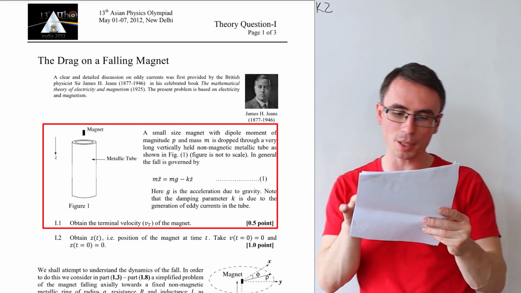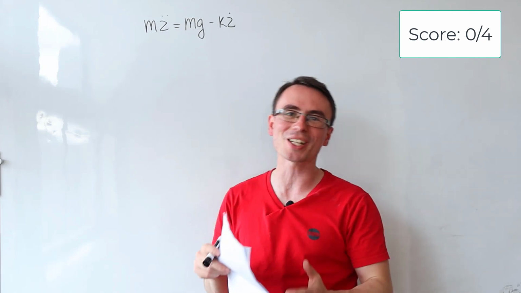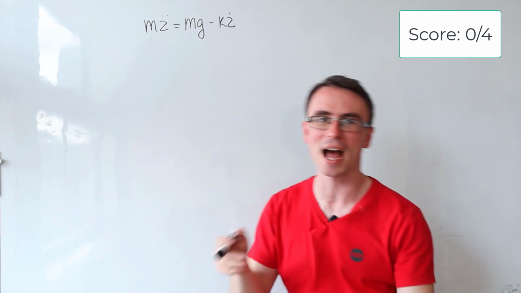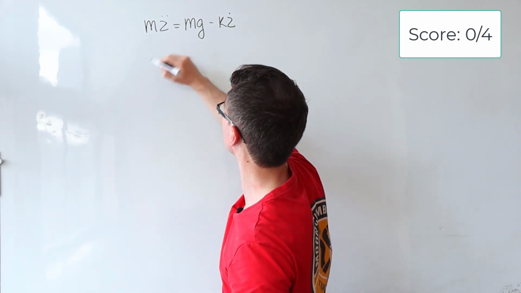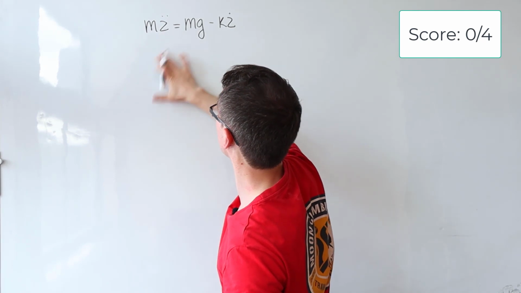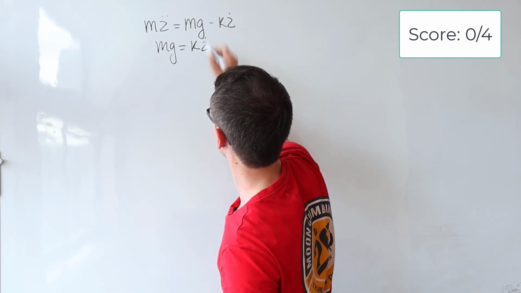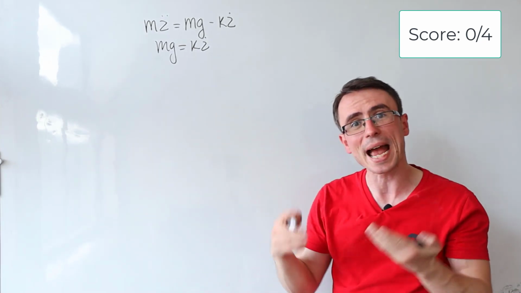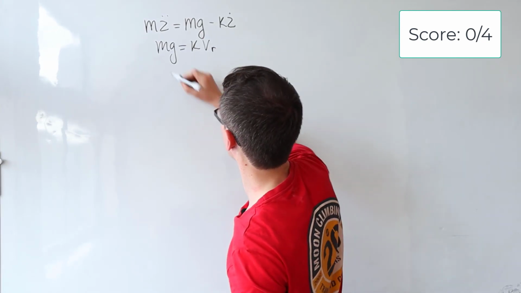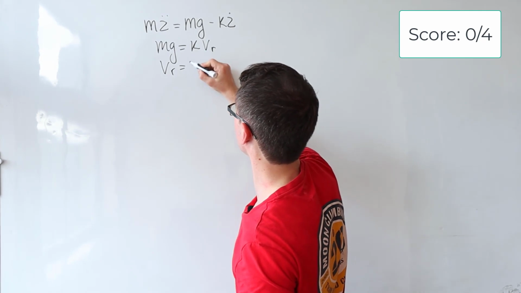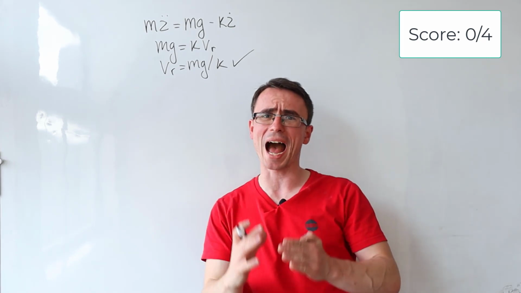The very first problem is asking us to obtain the terminal velocity v_r of the magnet. Nice, this question starts nice and easy for half a point. To find the terminal velocity, all we need to do is set the acceleration equal to 0. So if this is 0, we can write straight away that mg will be equal to k z dot, but z dot is actually going to be the terminal velocity, so we can call that v subscript r, giving us that v_r is just mg divided by k, and we've scored half a point.